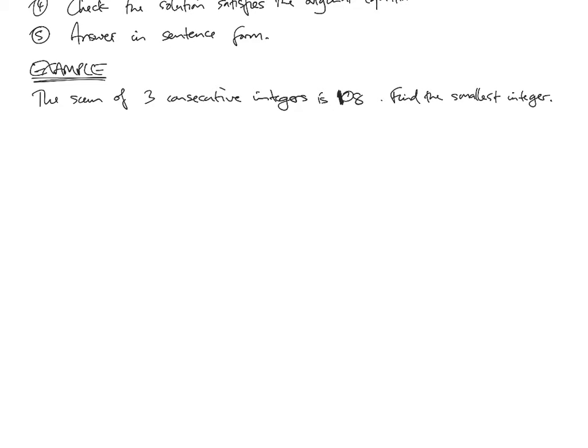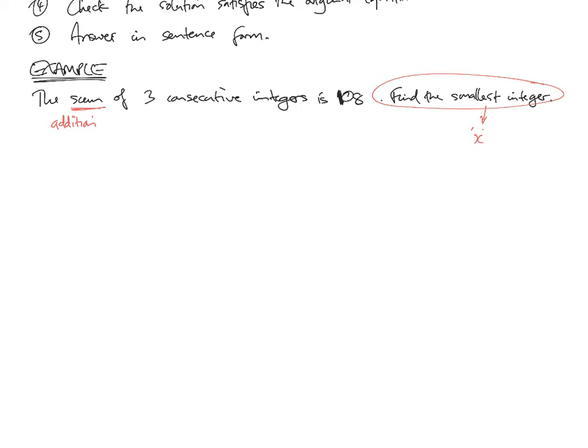So one example here: the sum of 3 consecutive integers is 108. Find the smallest integer. To help you out with step 2, it's often good to look at the sentence and indicate what the knowns and unknowns are. You are being asked to find the smallest integer. So it's telling you what the unknown is. The smallest integer, let that be x. What information does the question tell me? The sum. Sum means addition. So keep that in mind.